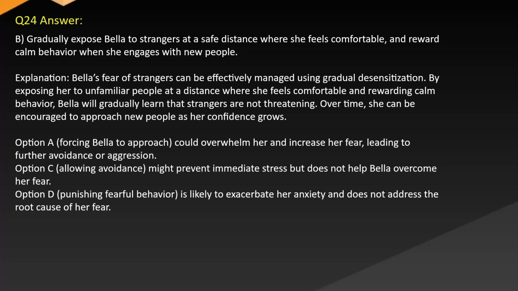Option A: forcing Bella to approach could overwhelm her and increase her fear, leading to further avoidance or aggression. Option C: allowing avoidance might prevent immediate stress but does not help Bella overcome her fear. Option D: punishing fearful behavior is likely to exacerbate her anxiety and does not address the root cause of her fear.